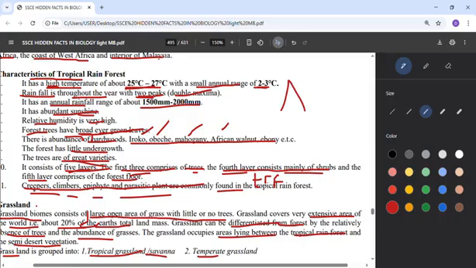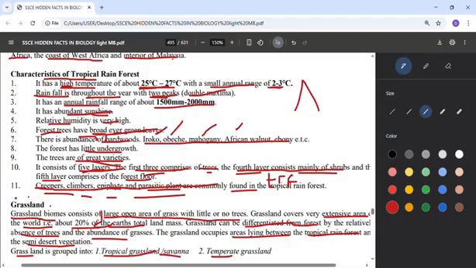Now looking at creepers, climbers, epiphytes, and parasitic plants, they are commonly found in the tropical rainforest. That means a place where there is good sun and rain. So tropical rain forest. Then the next thing is grassland, which is also known as savanna.